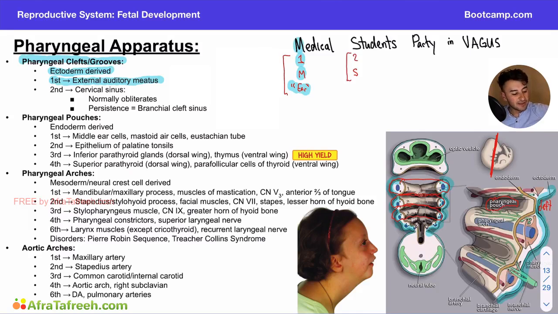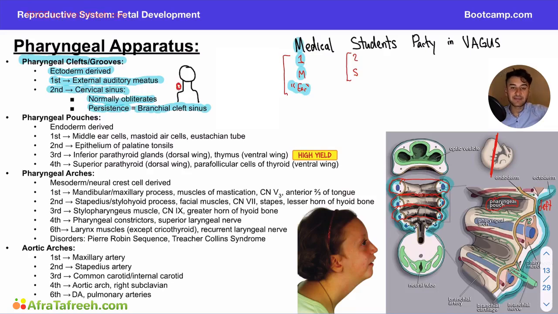So I want you guys to continue keeping this in your mind as we organize our clefts moving forward. So next we have our second cleft, which is going to turn into the cervical sinus, and this cervical sinus is normally going to obliterate. However, we can have some pathology when this obliteration fails, and if it persists, we're going to get something called a branchial cleft sinus, and this is going to be important in terms of differential making because branchial cleft sinuses are located laterally.